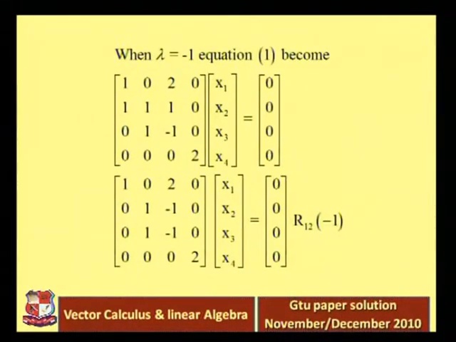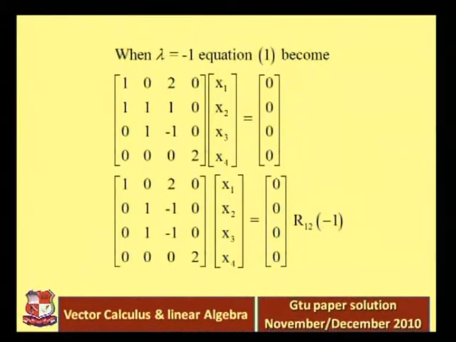So when lambda is equal to minus 1, equation 1 becomes the matrix [1 0 2 0; 1 1 1 0; 0 1 -1 0; 0 0 0 2] times [x1 x2 x3 x4], that is equal to [0 0 0 0]. Now again we have to convert this matrix into a row echelon form. So that's why we multiply the first row with minus 1 and add into the second row.